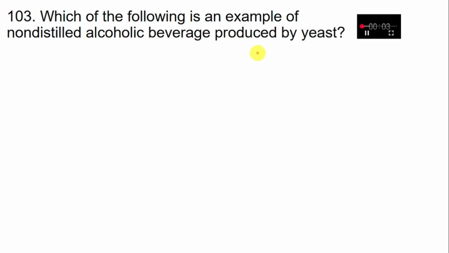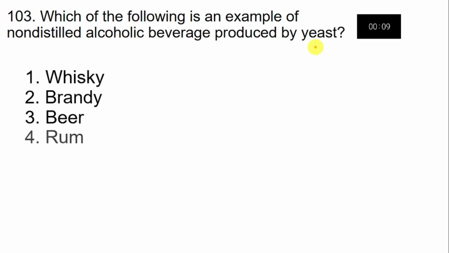Which of the following is an example of a non-distilled alcoholic beverage produced by yeast? So this is beer. Straightforward question, beer.